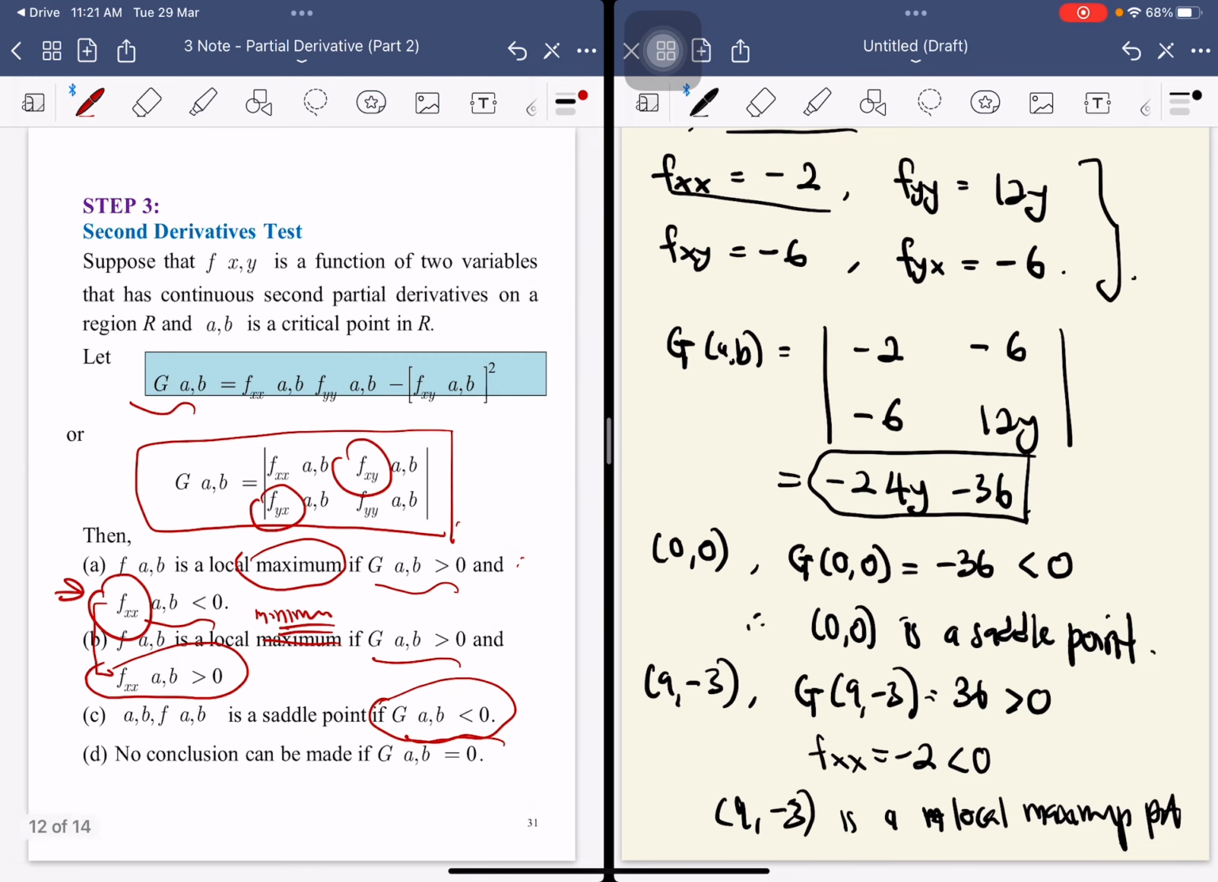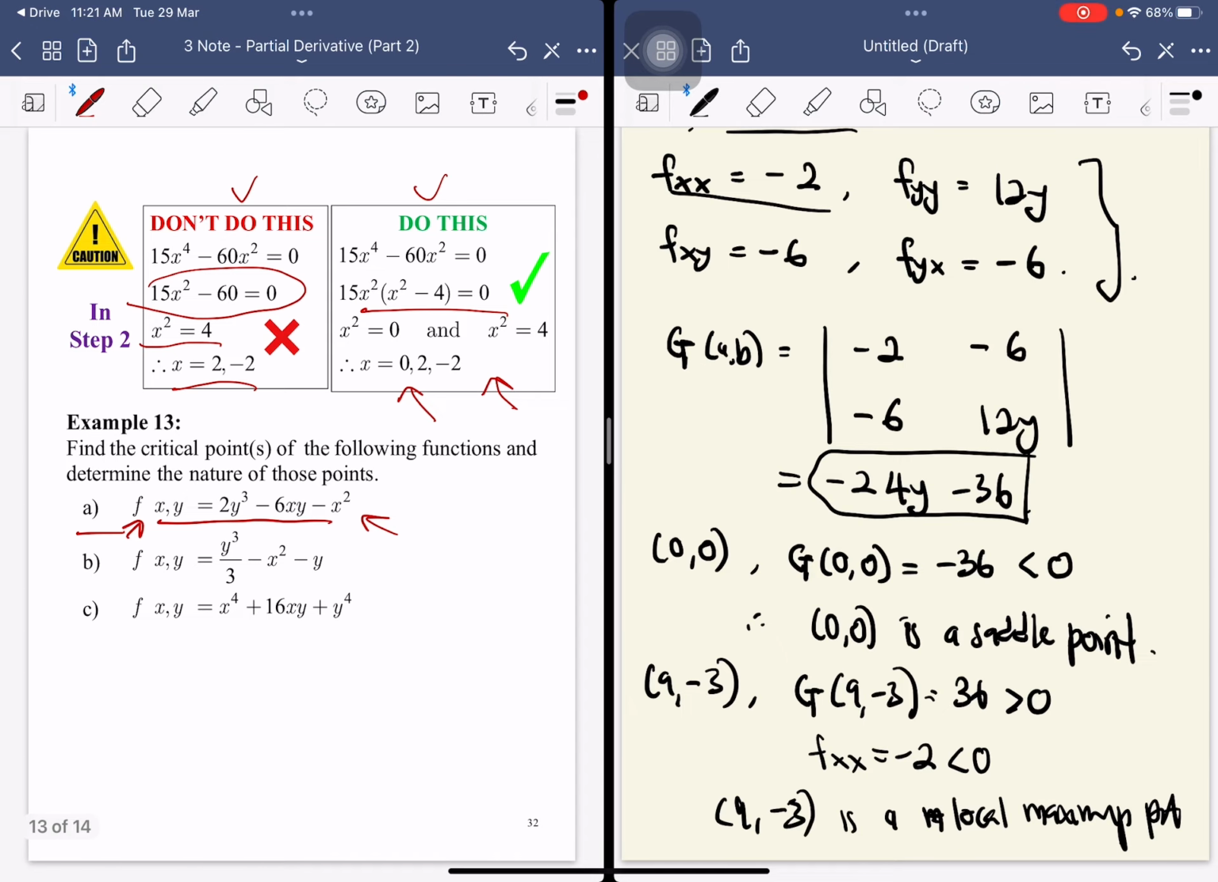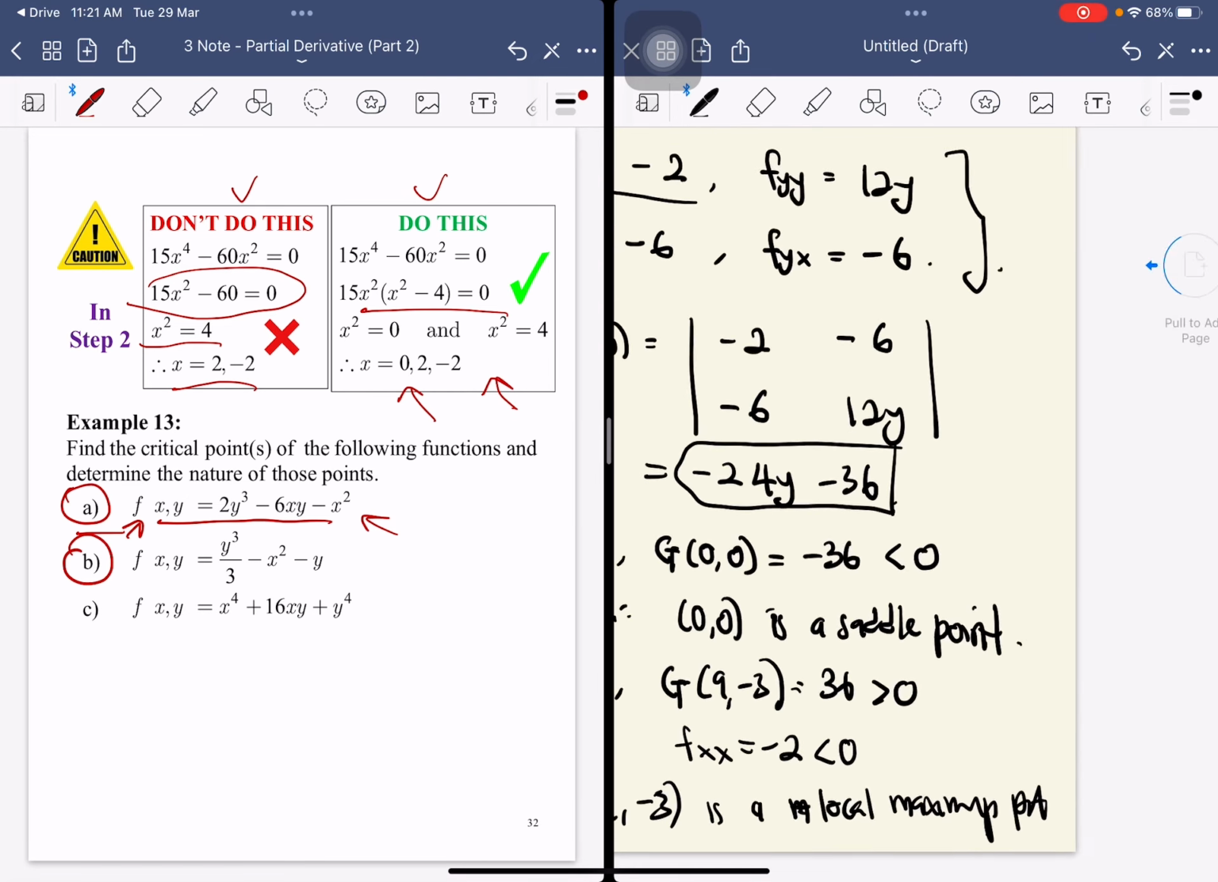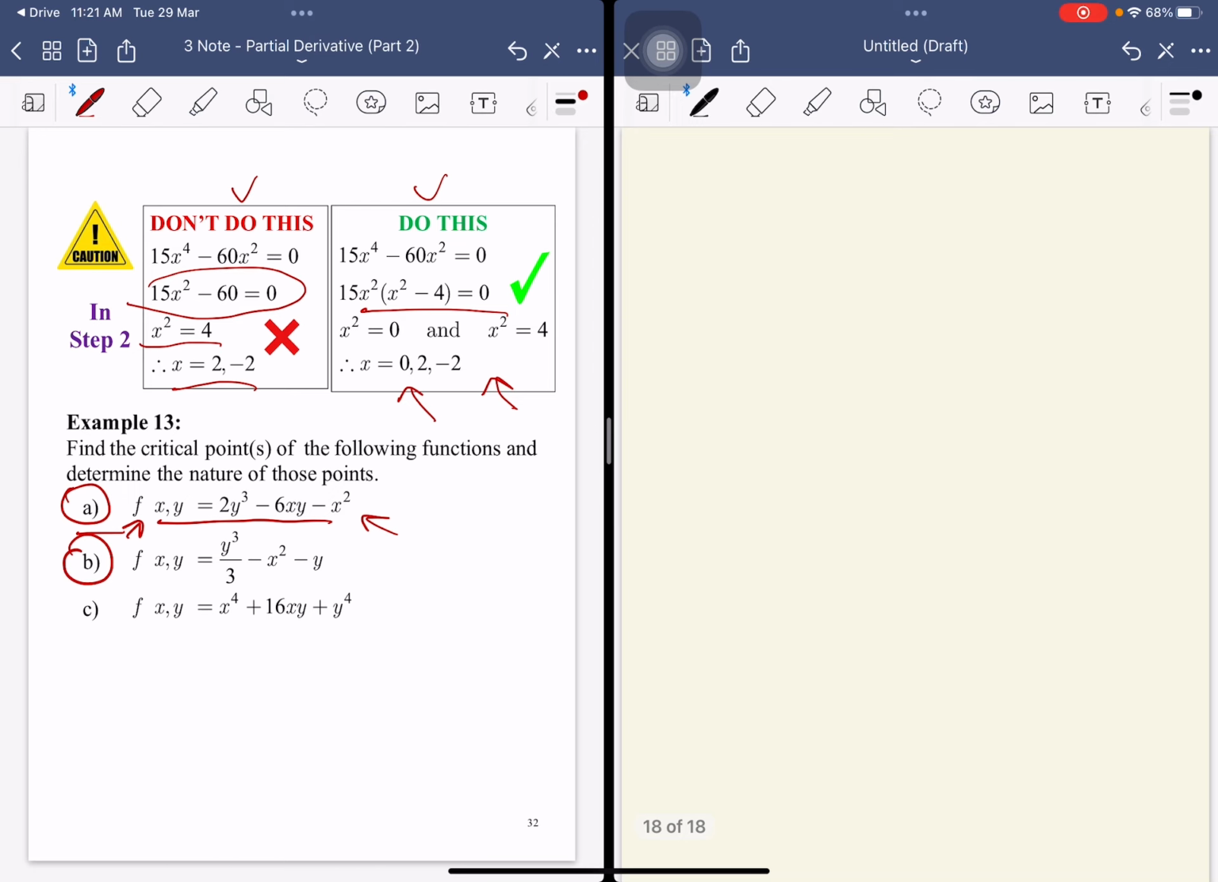Okay, so let me show one more example. I have shown the first one, so let me show the second part. For the second question, we have a function f(x, y) equal to 1/3 y to the power of 3 minus x squared minus y. From here, let's find the critical point.